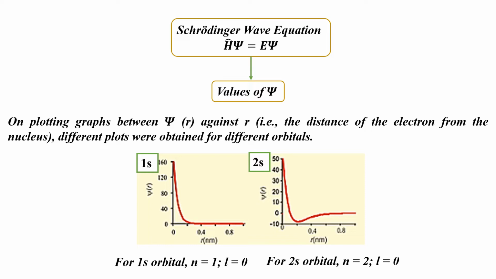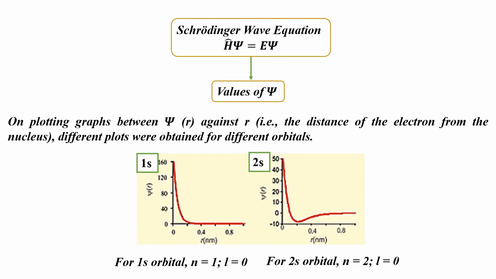We know for a 1s orbital the value of n is 1 and l is 0. When the values of ψ corresponding to the electrons in 1s orbital were plotted against r, we get the first graph. Now let's take the second graph. For a 2s orbital, the value of n is 2 and l is 0. When the values of ψ corresponding to electrons in 2s orbital are plotted against r, we get the second graph.